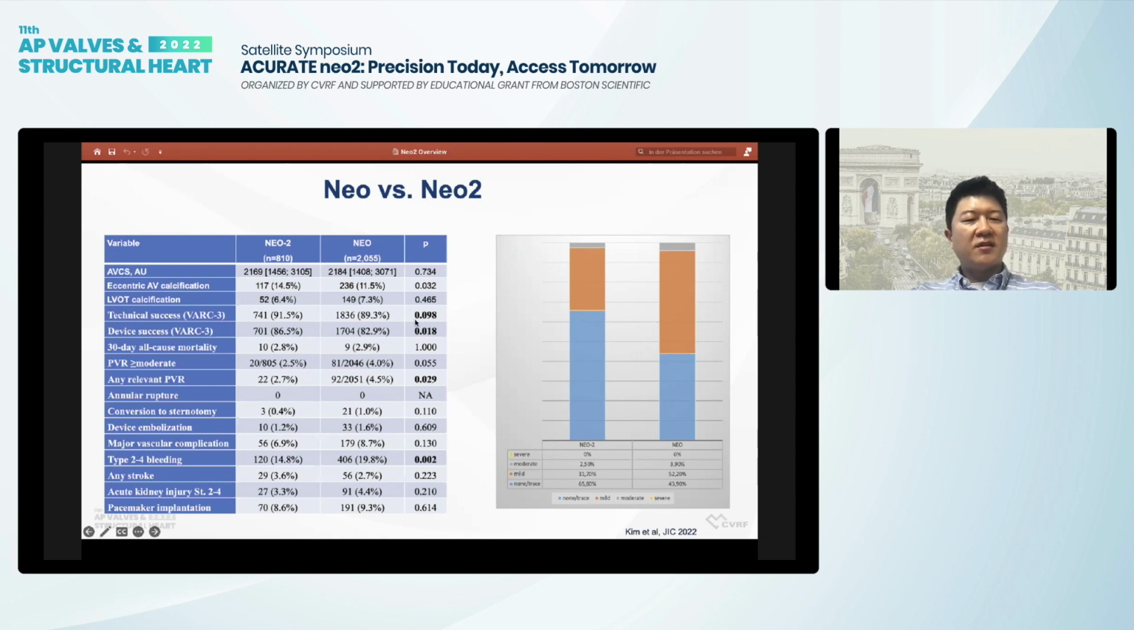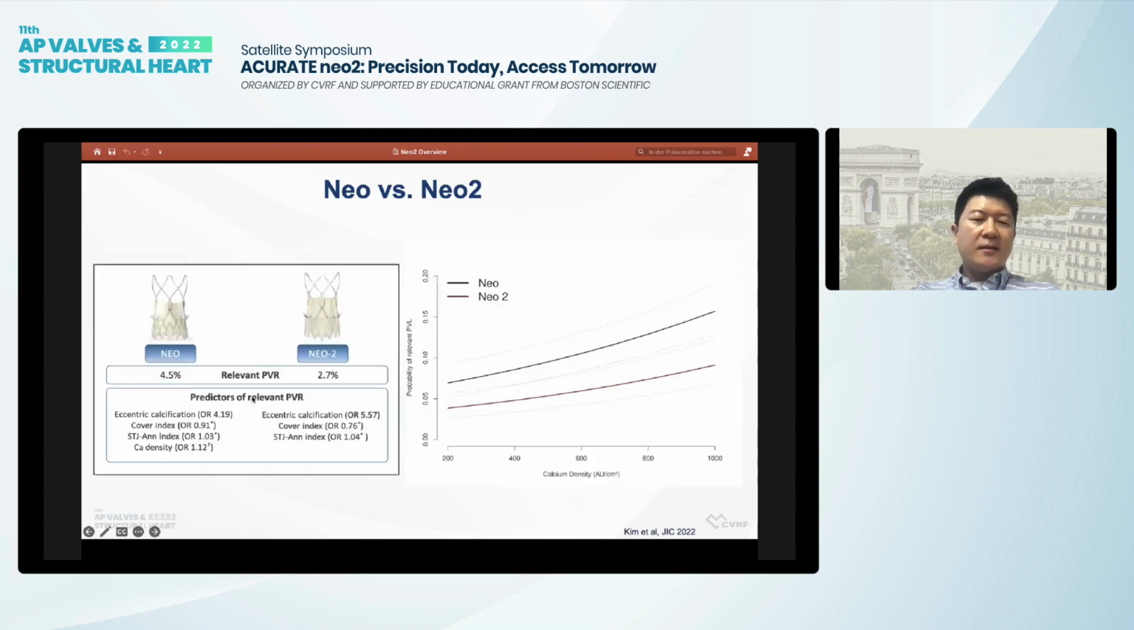You can see that technical success and device success was improved, and all the other outcomes were quite similar. Pacemaker rate was a little bit higher here with the Neo2. And I think this is a very nice illustration. We also looked at the predictors of relevant PVR, and for the Neo platform, without the skirt, we found, as earlier, eccentric calcification increases the risk of PVL, less oversizing, STJ index, the STJ seems to play some role, and the calcium amount. The overall calcium amount for the Neo was predictive of PVL.